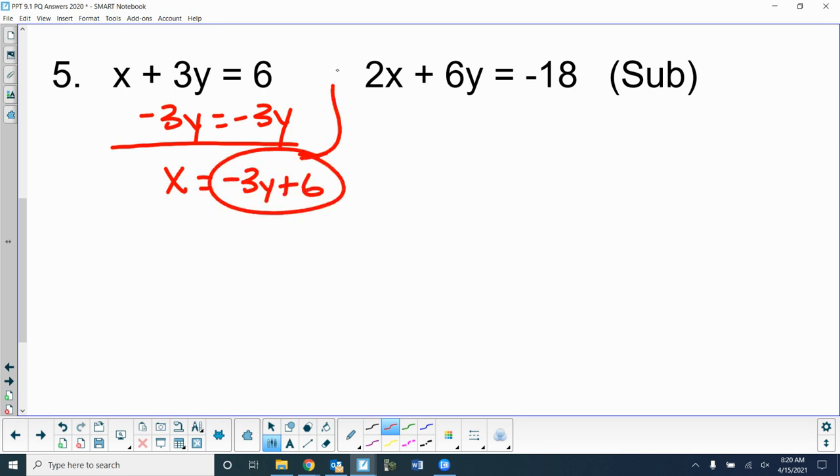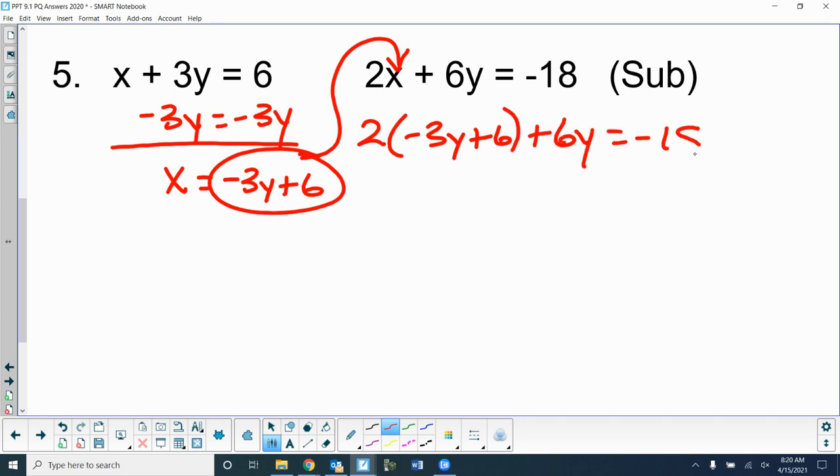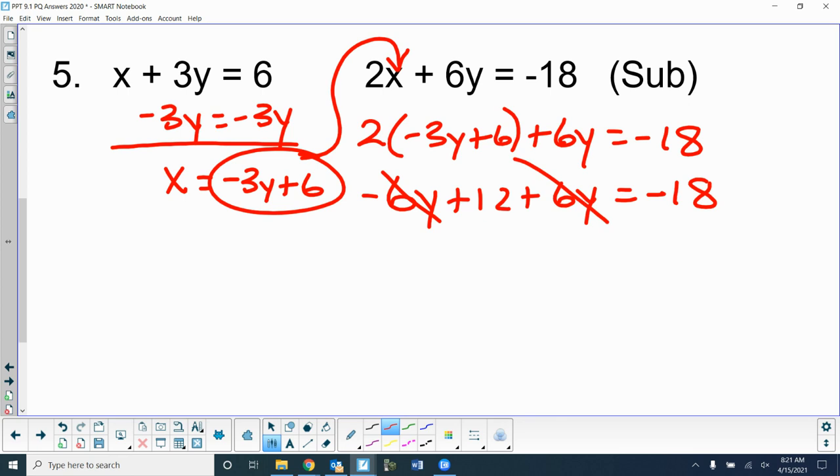So I take this and put it in for x in the other equation. We got 2 times negative 3y plus 6 plus 6y equals negative 18. When I distribute, I get this. What happens to those 6y's? They cancel out, right? So they're gone. They're eliminated. Even though this is substitution, they get eliminated. So I get 12 equals negative 18.